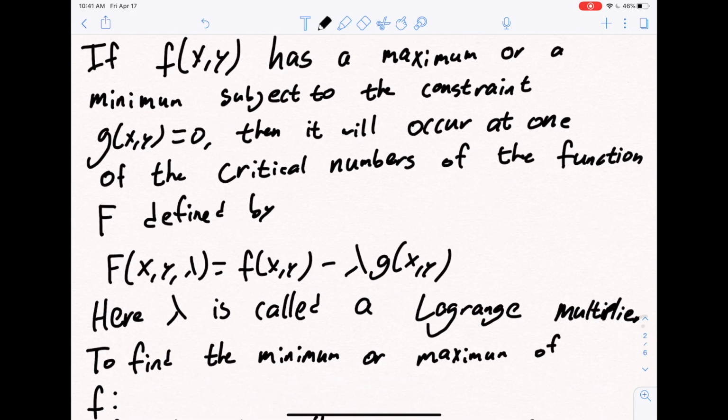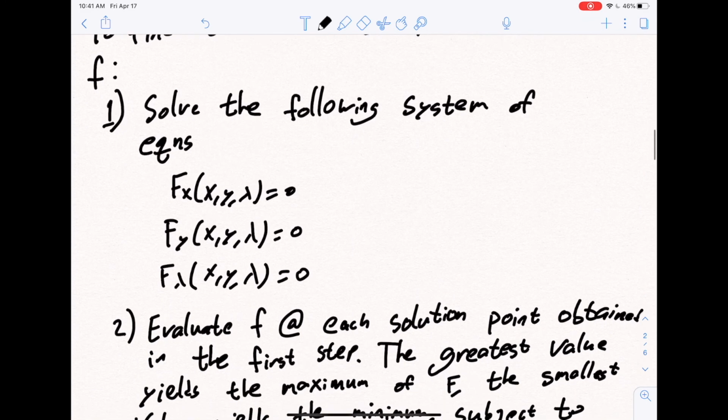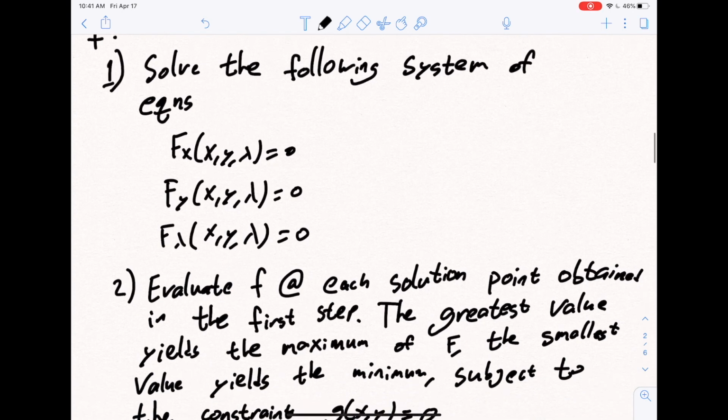If we have a function f of x, y that has a minimum or a maximum subject to the constraint g of x, y equals 0, then that maximum or minimum will occur at one of the critical points of the function capital F, defined by capital F of x, y, and lambda equals lowercase f of x, y minus lambda times g of x, y. Here, lambda is called a Lagrange multiplier, and to find the minimum or maximum of f, here's what we do. 1. We solve the following system of equations.